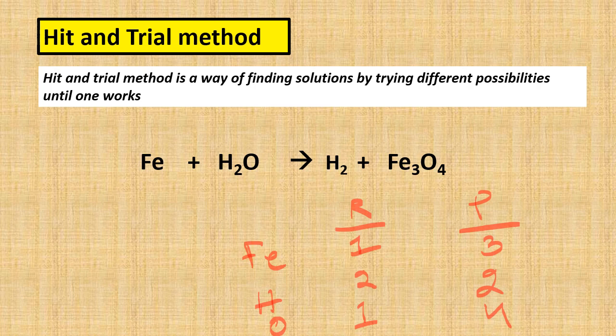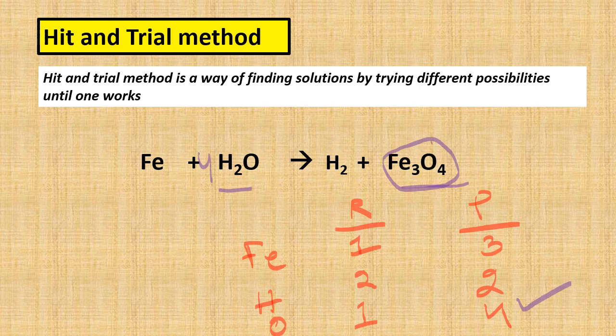In this equation, we can see that oxygen has the highest number of atoms. So we need to balance this equation from Fe3O4. In order to balance Fe3O4, we need to put 4 in the reactant side in front of H2O. Now, as you can see, the number of atoms of oxygen is balanced on both sides. After balancing that element, we need to balance the remaining elements by hit and trial method.